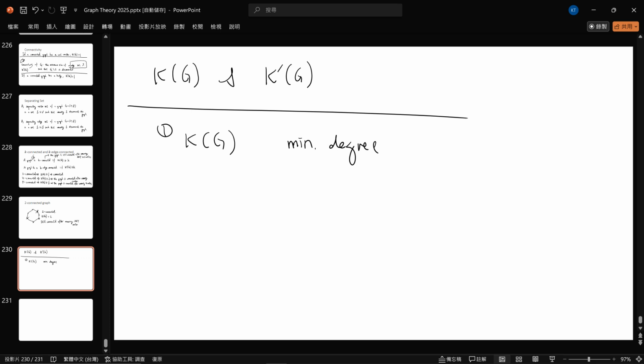So which one is larger? Or it depends. Perhaps in some graph, kappa G is greater. Perhaps in different graphs, the minimum degree is larger.